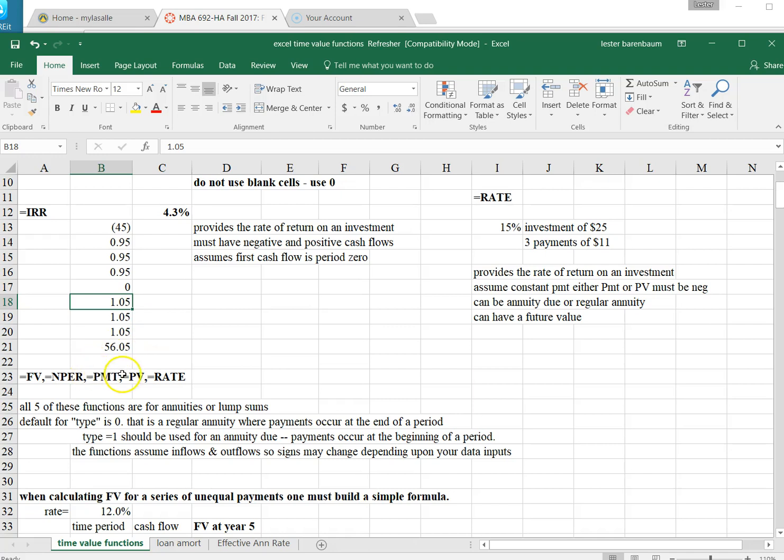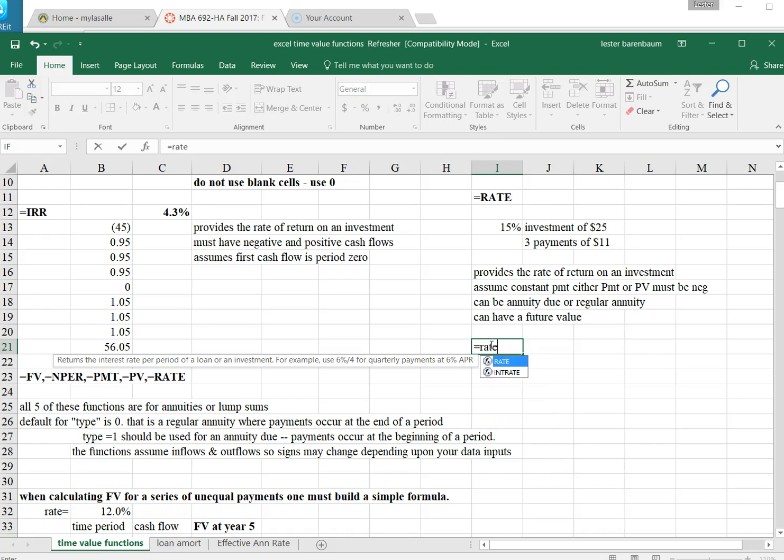An example of this function could be rate. So here we have rate. We have 3 time periods where the payment for each time period is $11 and the initial outlay is $25. Notice it's a negative 25 because it's cash coming out. So the resulting rate of return is approximately 15%.